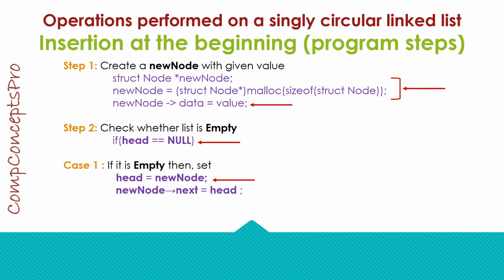And because it is a circular linked list, we'll store the address which is in the head pointer to the next of this new node, because the next of the last node of the circular linked list stores the address of the first node, and in this case this new node is the first and the last node.